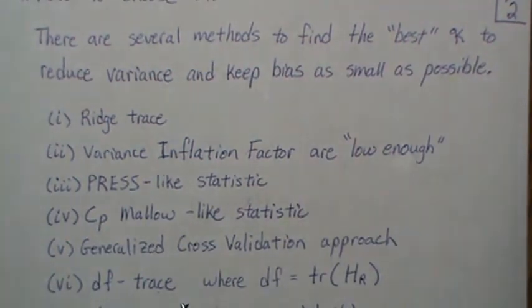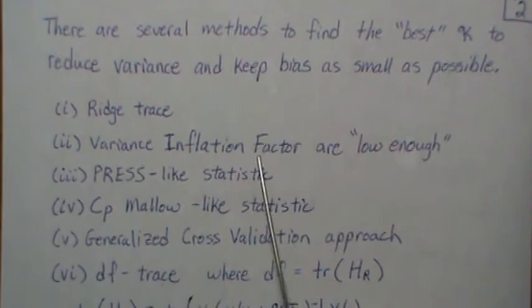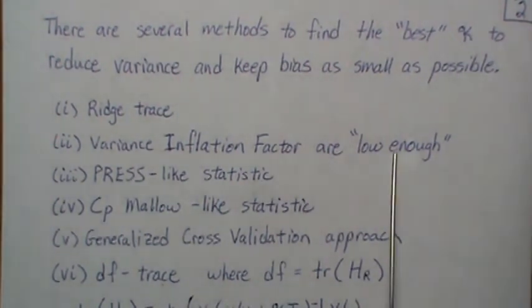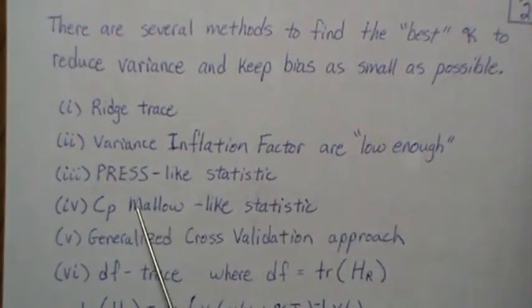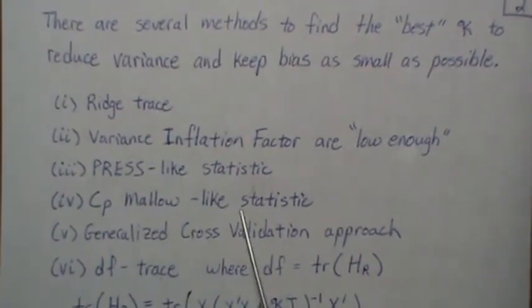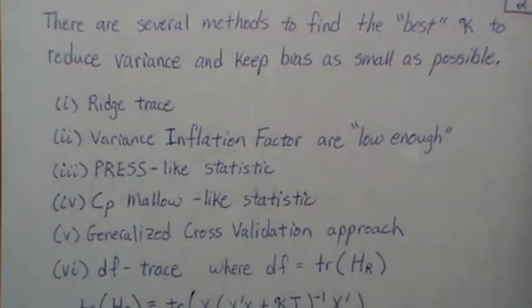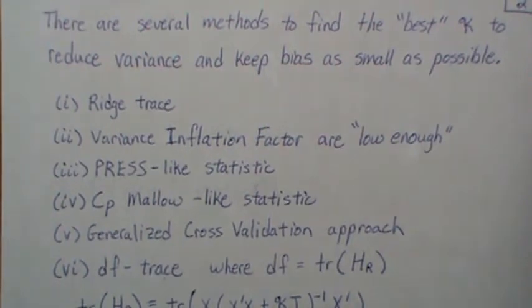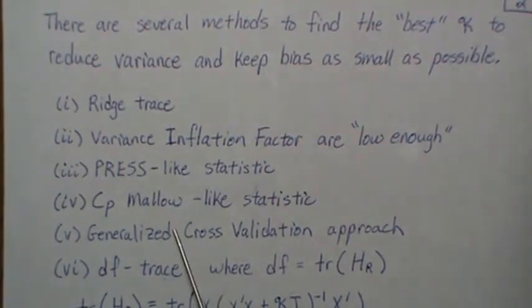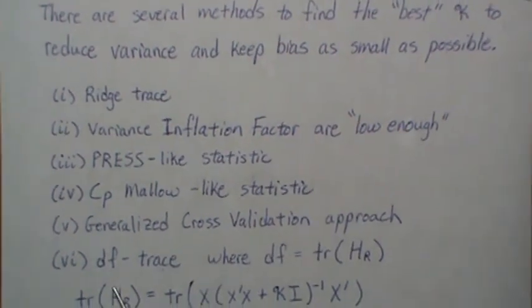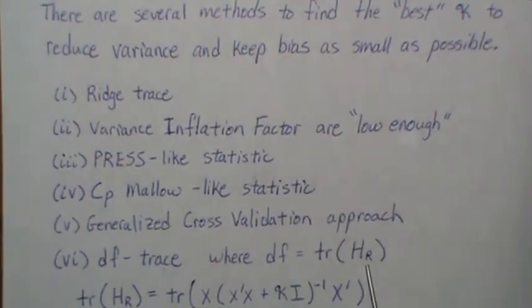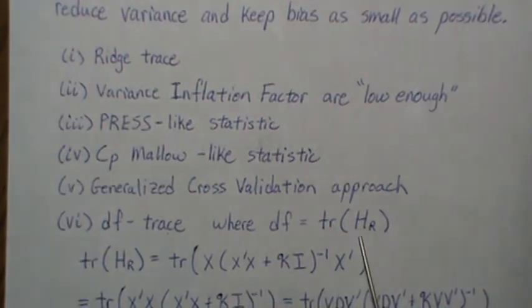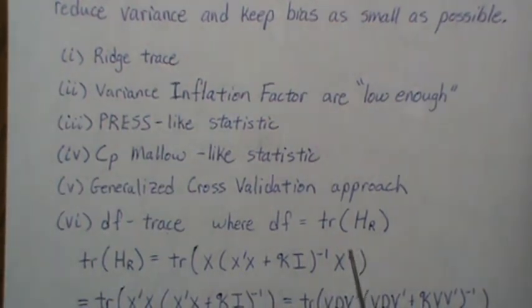But I do want to cover one thing. The ridge trace, the variance inflation factors being low enough, maybe less than 10, is an option. PRESS statistics and Mallows' Cp deal with using ridge regression for estimating or predicting. You have cross validation, and this DF trace is also another popular one. DF stands for degrees of freedom, and it's actually the trace of the hat matrix in ridge regression. We're going to derive that and call it quits for ridge regression in this little series.